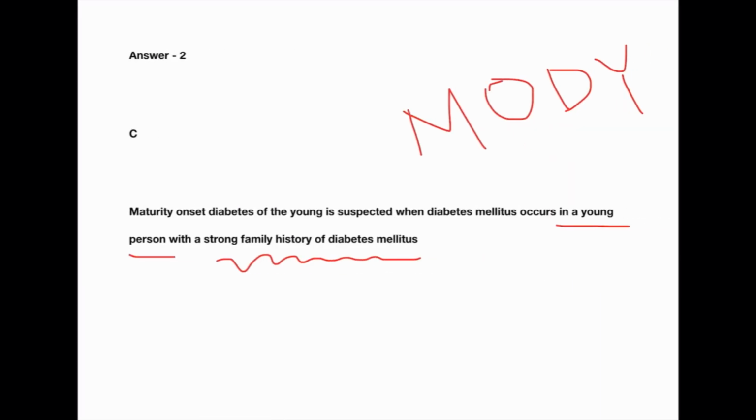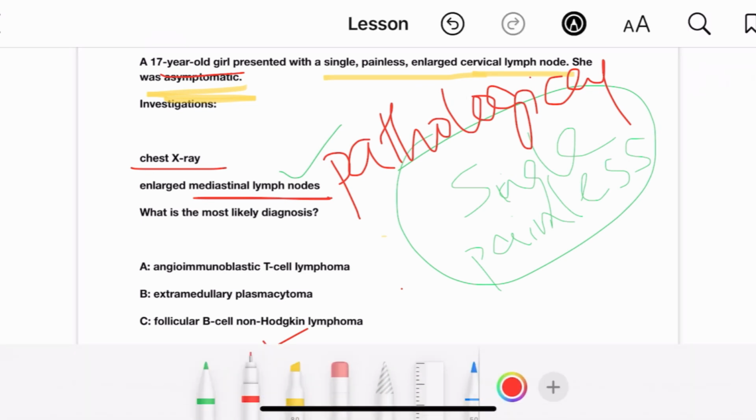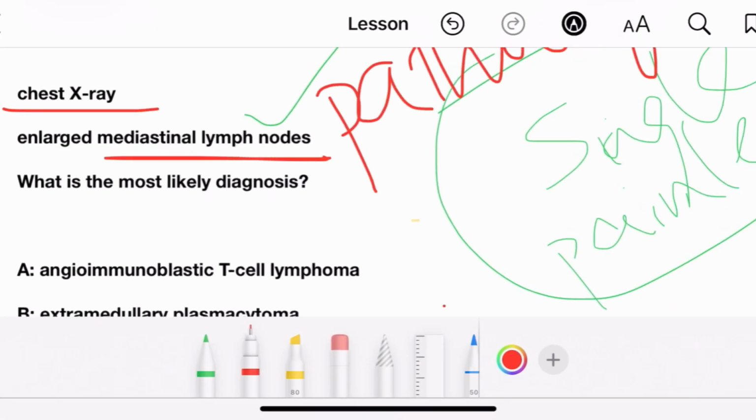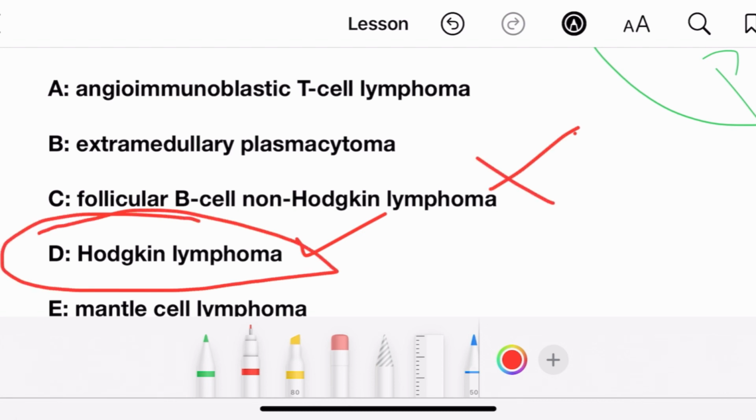Now the third question: a 17-year-old came with a history of a single painless enlarged cervical lymph node which was asymptomatic, and the chest x-ray showed enlarged mediastinal lymph nodes, nothing other. She was apparently normal, but we consider this enlarged mediastinal lymph node to be pathological. Although asymptomatic cervical lymphadenopathy can be seen in patients with follicular B cell non-Hodgkin lymphoma, we rule out this option because there is a high chance of Hodgkin lymphoma. Because this option is in this question, we prefer it as the best right answer.